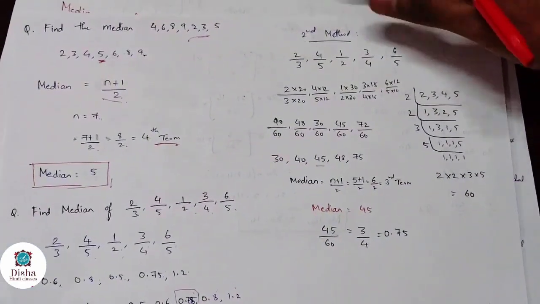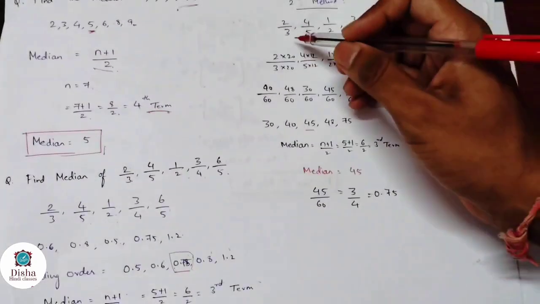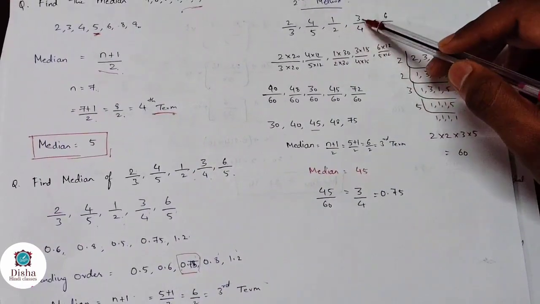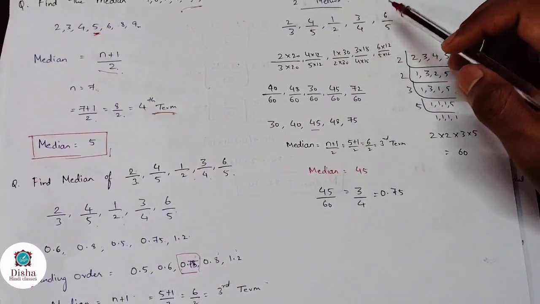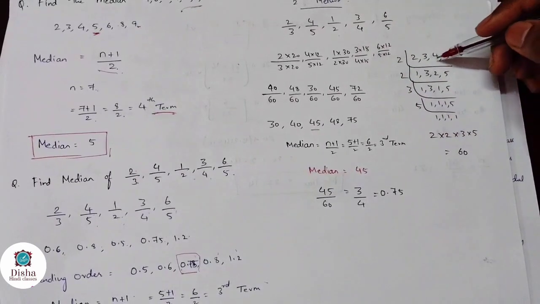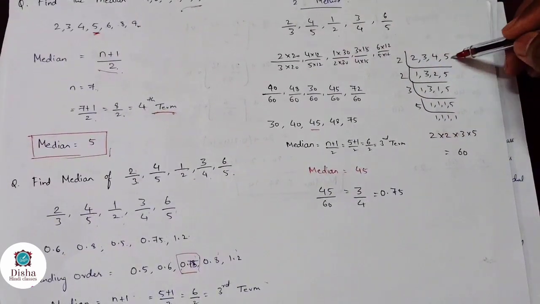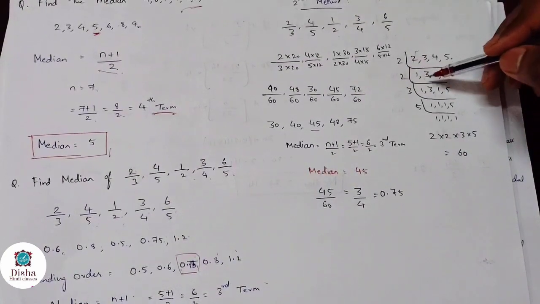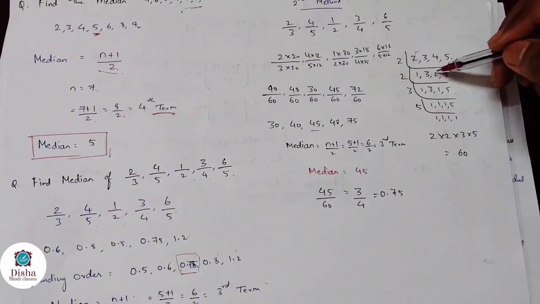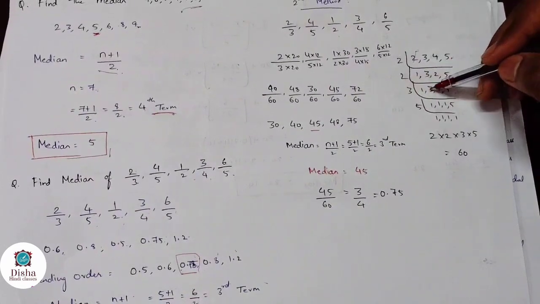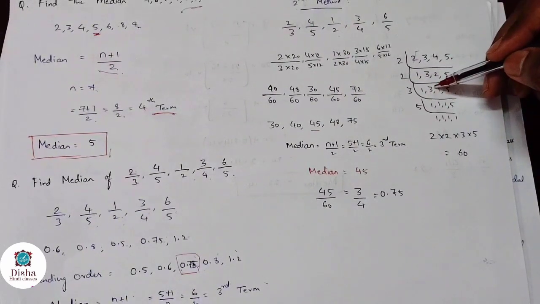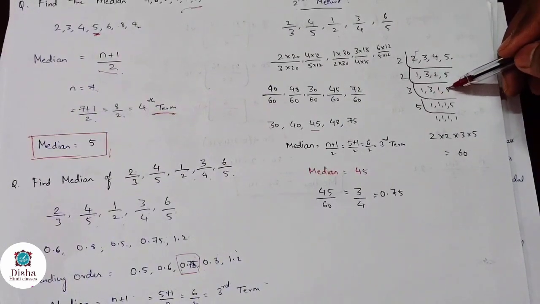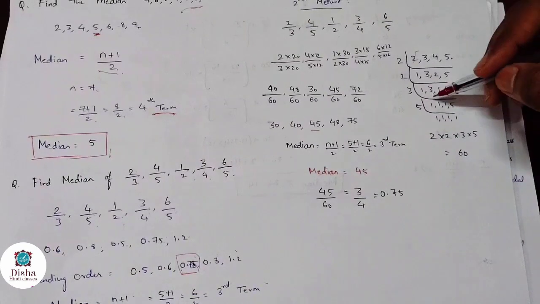In the second method we take the same observations: 2 by 3, 4 by 5, 1 by 2, 3 by 4 and 6 by 5. What we are doing is finding the LCM of the denominators 2, 3, 4, 5. Here we'll be dividing by 2. These 2 get cancelled: 2 ones are 2 and 2 twos are 4. Then again we take it as 2. Here 1 will be as it is, 3 will be as it is, 2 ones are 2 and 2, 5 will be as it is. Then we'll be taking the 3 table.